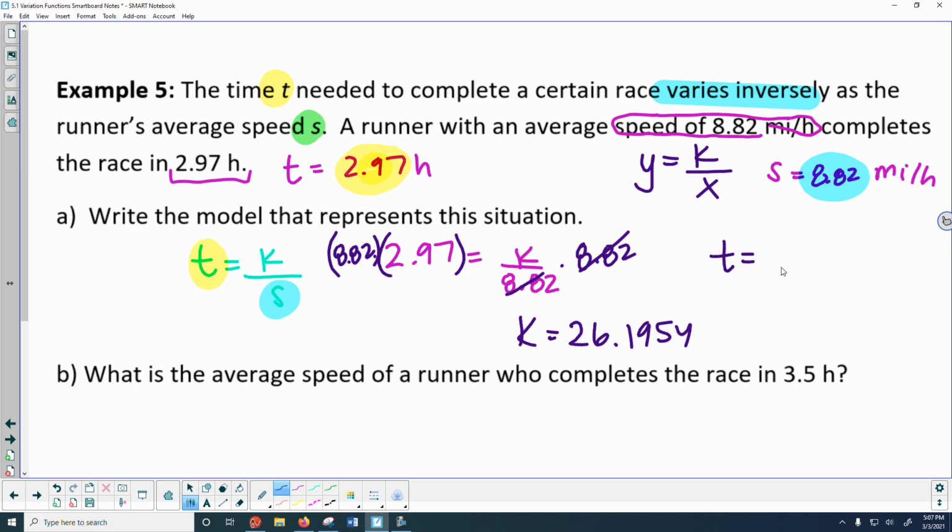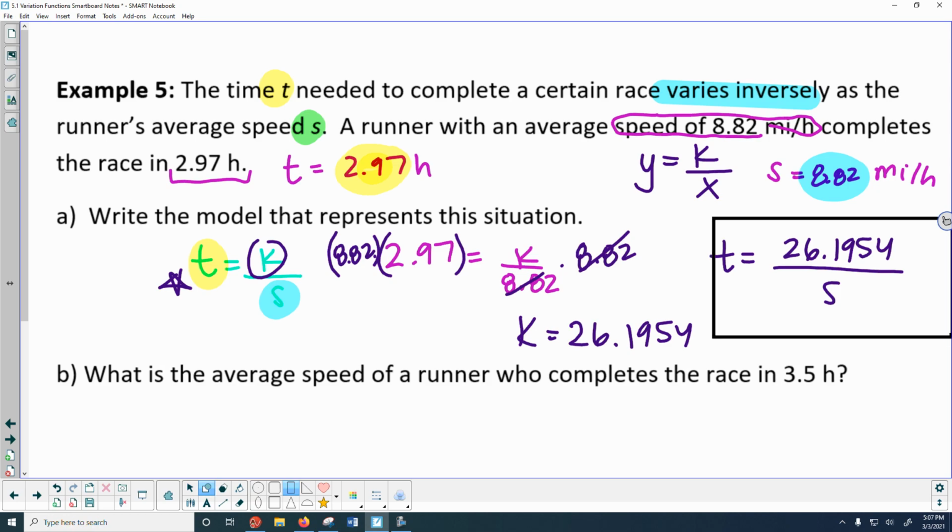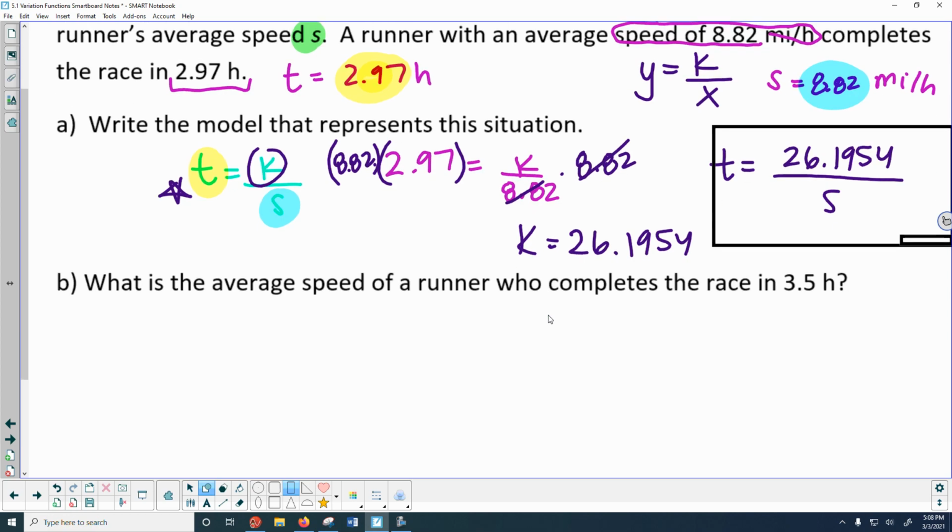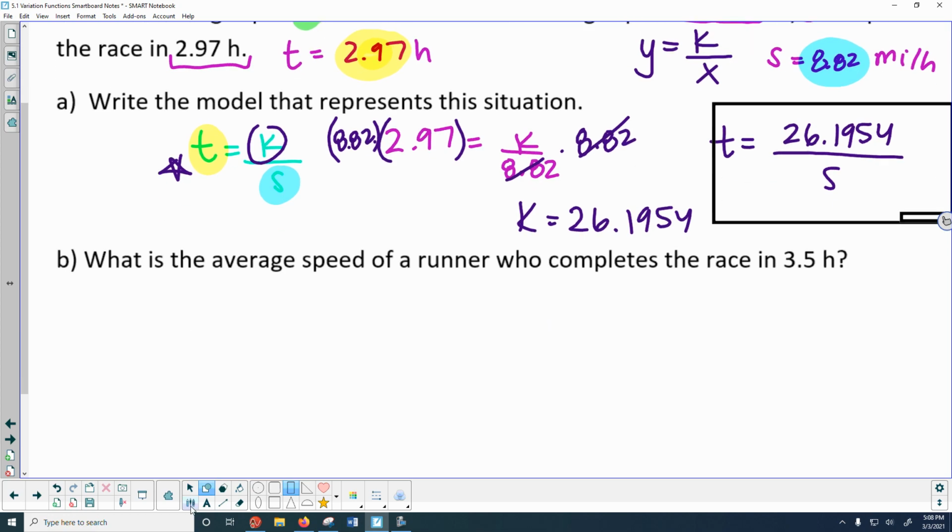Alright, t is equal to, what's our model? 26.1954, that's my k value, divided by s. Again, I went back to this pattern. I just plugged in k and left t and s as they were. So I'm going to box it so we know that that's our formula we're going to use to go forward. That is our model. Our model is what you get once you find k and plug it in. Okay, and using that now, in part B, what is the average speed of a runner?